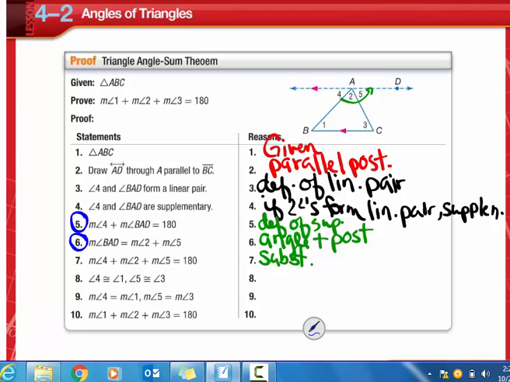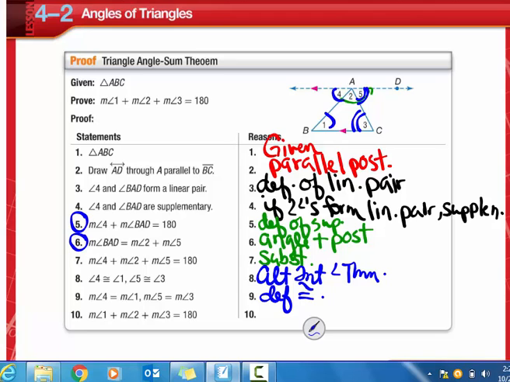Statement number 8 says that angle 4 is congruent to angle 1, and it also says that angle 5 is congruent to angle 3. If two lines are parallel, then alternate interior angles are congruent. That's the alternate interior angle theorem. That lets us say that the measure of angle 4 equals the measure of angle 1, and the measure of angle 5 equals the measure of angle 3. That is the definition of congruent.